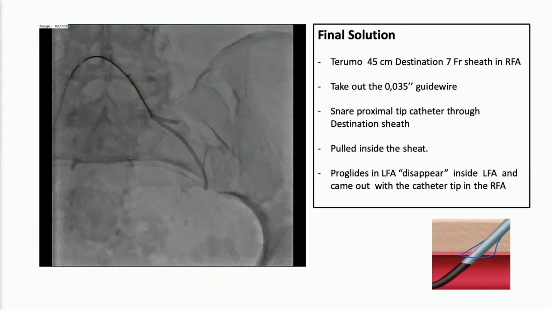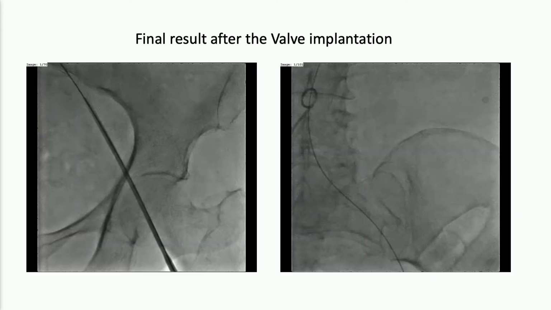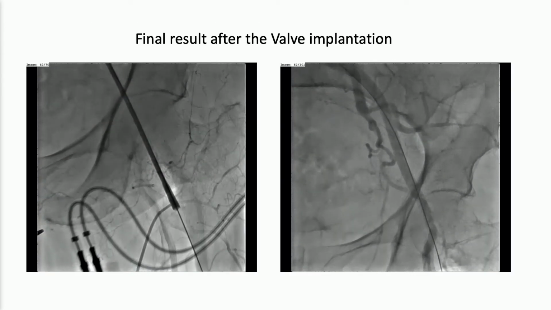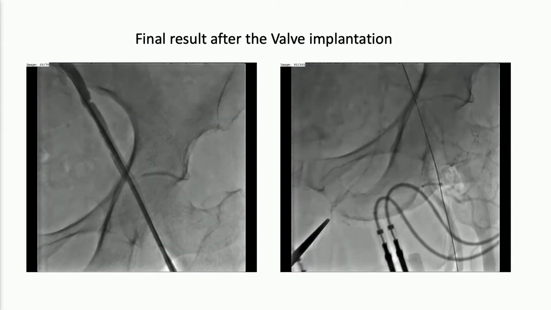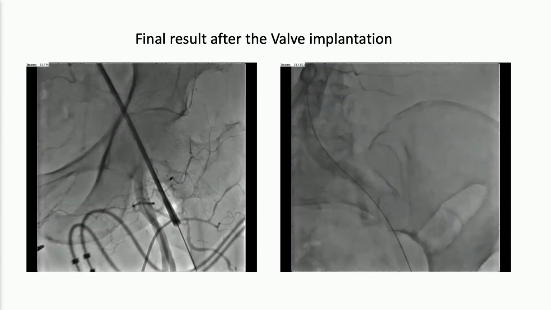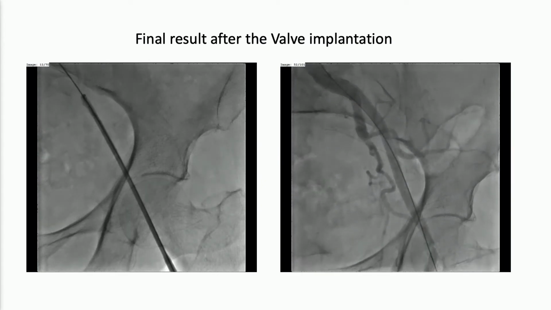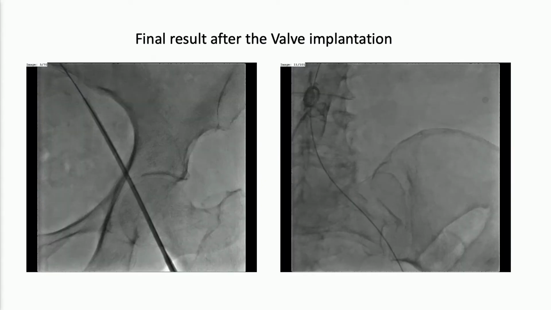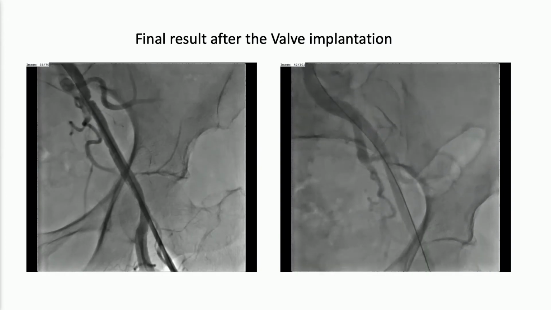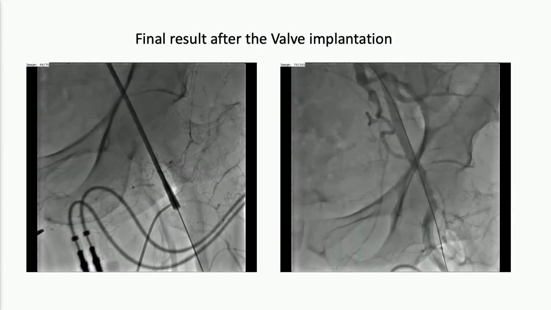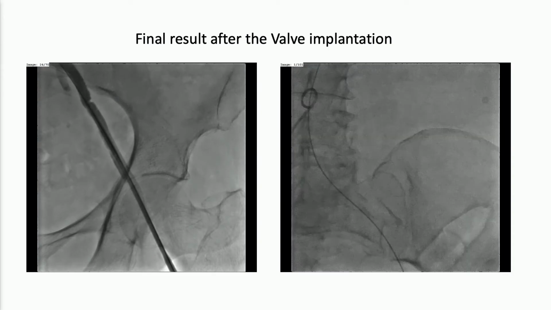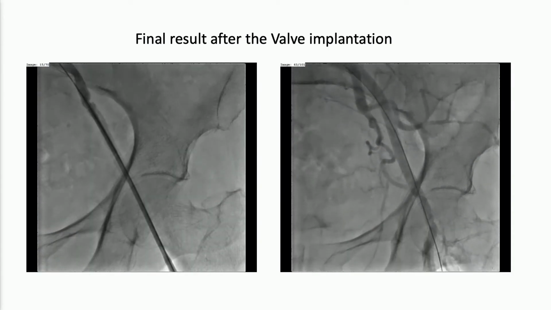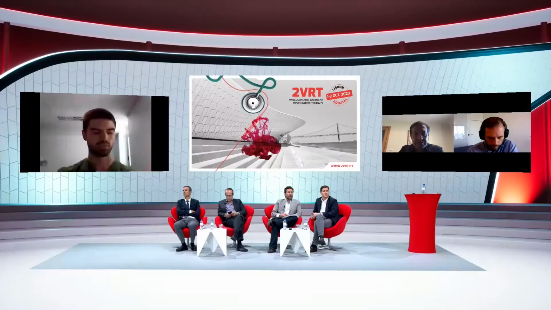So we proceeded with the case. We did an angiogram in the left. It doesn't seem to us to have any problem, and we did the case. We implanted the valve, and on the right there is the final injection to see if everything was fine, and we were pleased, and everything went well with the case. Thank you. Great, thank you, Bruno.